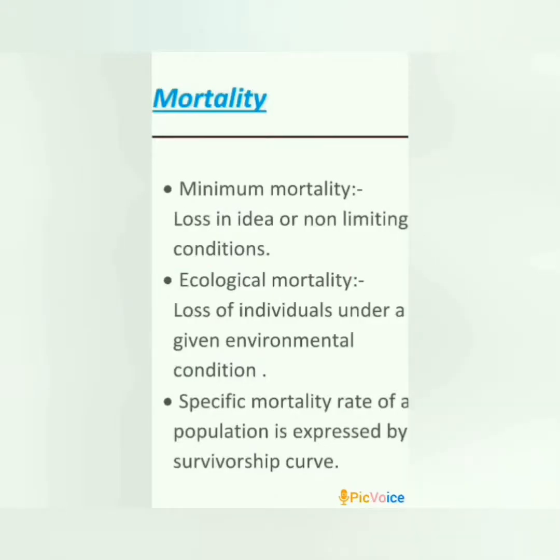Mortality. Mortality refers to the death of individuals in a population. Like natality rate, mortality rate may be expressed as the number of individuals that died during a given period. It is of two types, minimum mortality and ecological mortality. Minimum mortality refers to the loss of individuals in ideal or non-limiting conditions. The second one is ecological mortality. It refers to the loss of individuals under given environmental conditions.